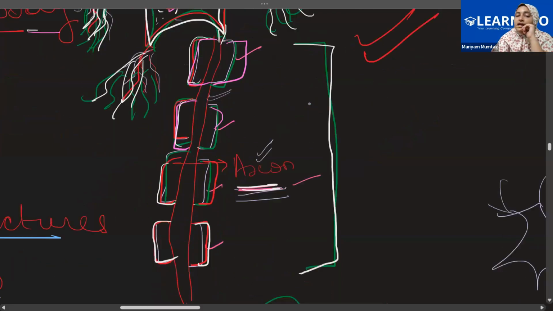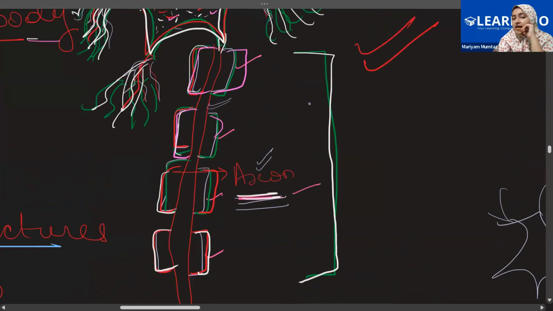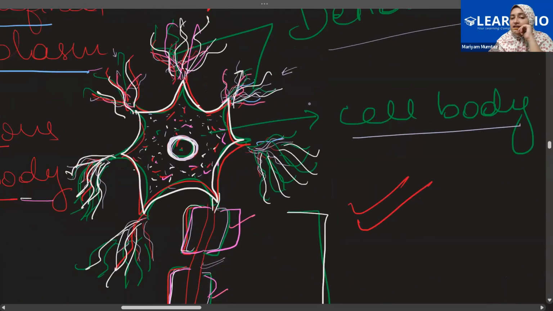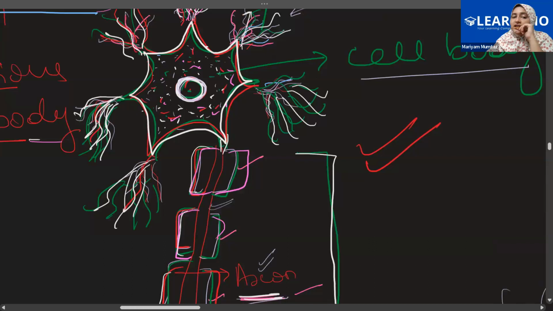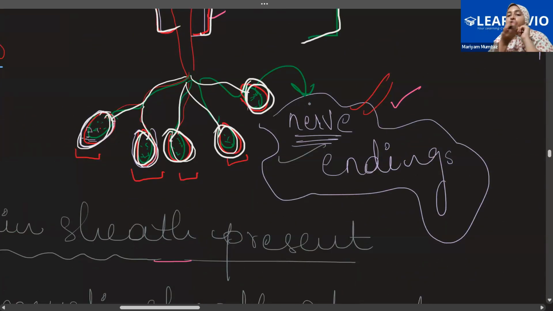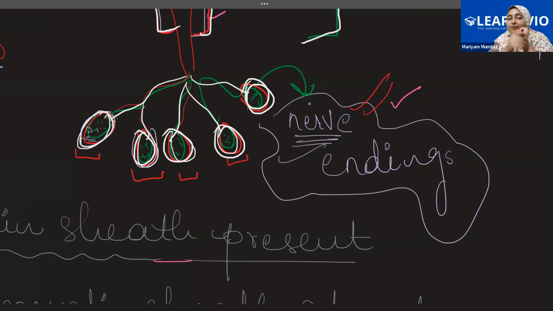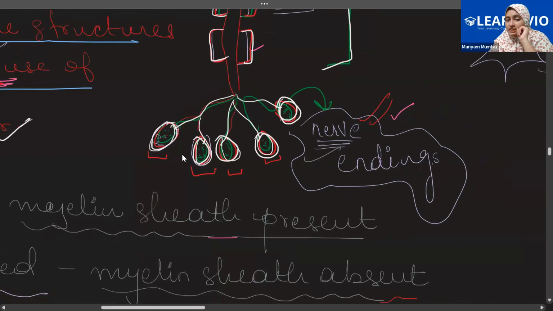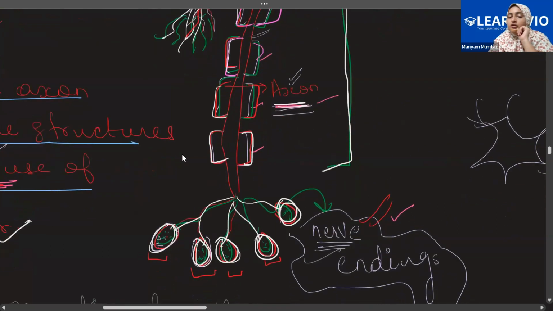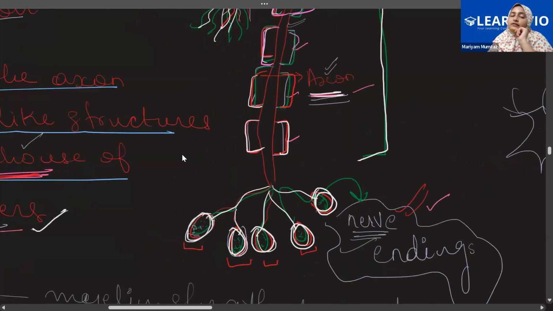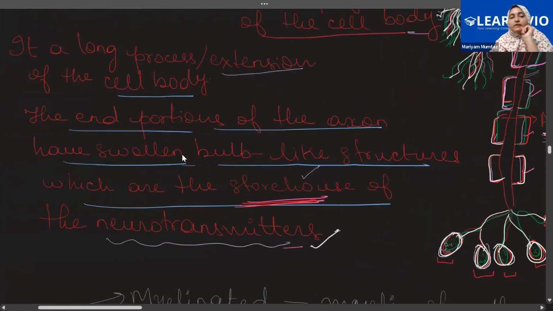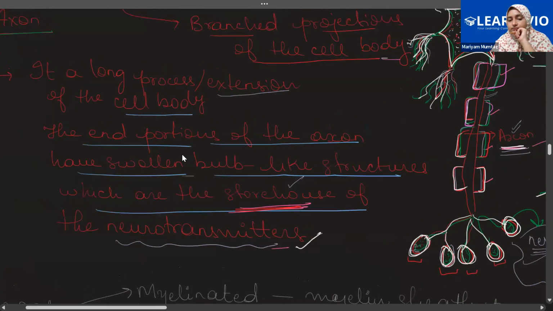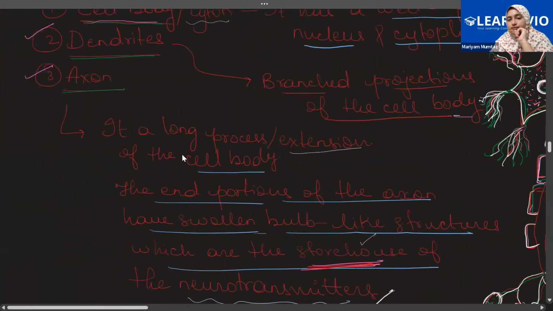Okay, now every axon starts from the cell body area and ends at the nerve endings area. Nerve endings are swollen bulb-like structures or vesicle-like structures, and they are the storehouse of neurotransmitter, meaning they store a particular chemical inside them. Okay, so that is what the axon is, and that is what the structure of the axon looks like. We'll talk about the function and everything later on, but have you understood the axon now? Yes, ma'am. Any doubts? No, ma'am.